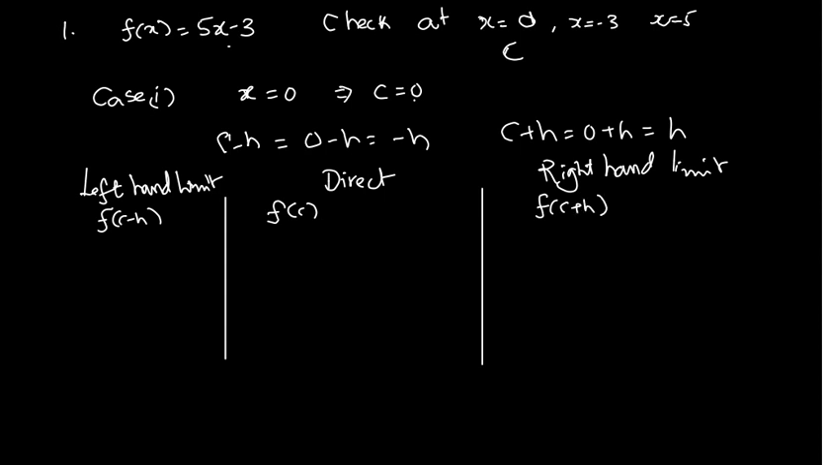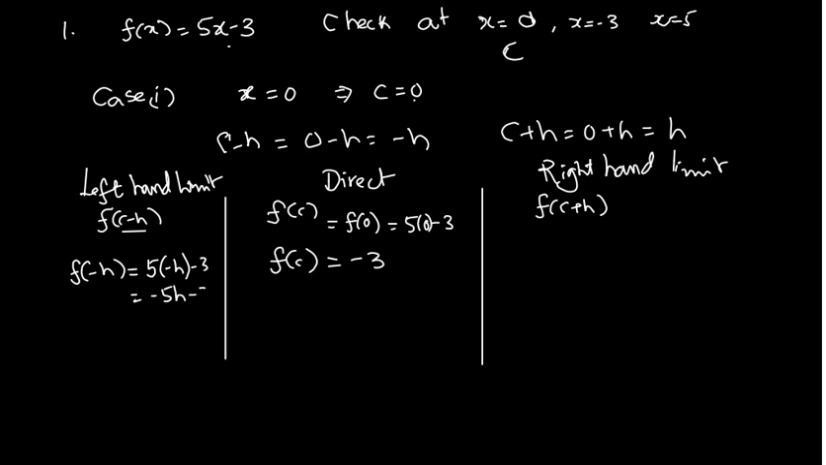Since you have a value minus 3. Here limit h tends to 0 of 5h minus 3. So it's minus 3. So we have LHL, which is minus 3, equal to direct value, equal to RHL, it is minus 3. Therefore, the function f of x is continuous at x equal to 0. Any question?